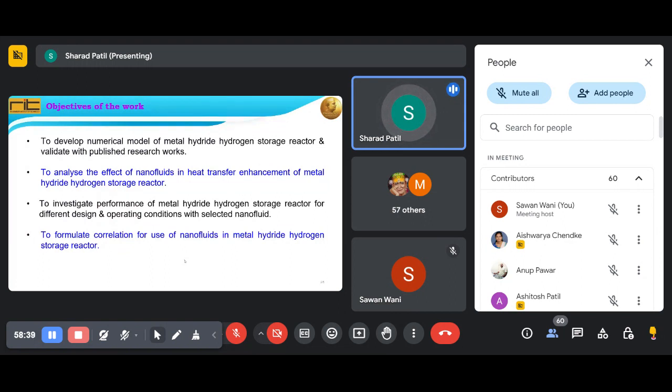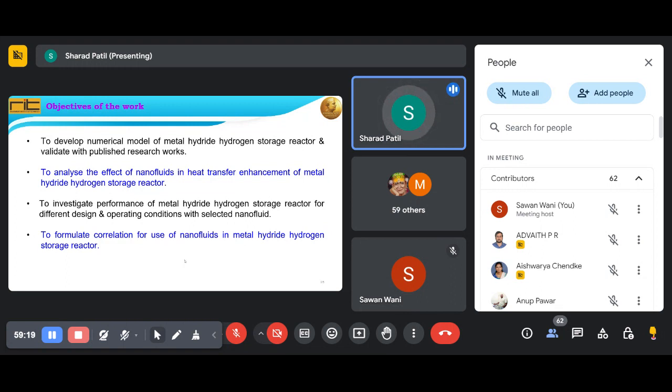The first is to develop a numerical model of the metal hydride hydrogen storage reactor and validate it with published work. So here we have not done any experimental work. This is completely numerical work, and to validate our model, we have used published research work. Some authors with the same data and same reactor have done experimental work and published it. We took permission and used that data, and we validated our numerical model with it. As we saw earlier, we commented on the accuracy of the model and the errors in the model, and interpreted the results we obtained.